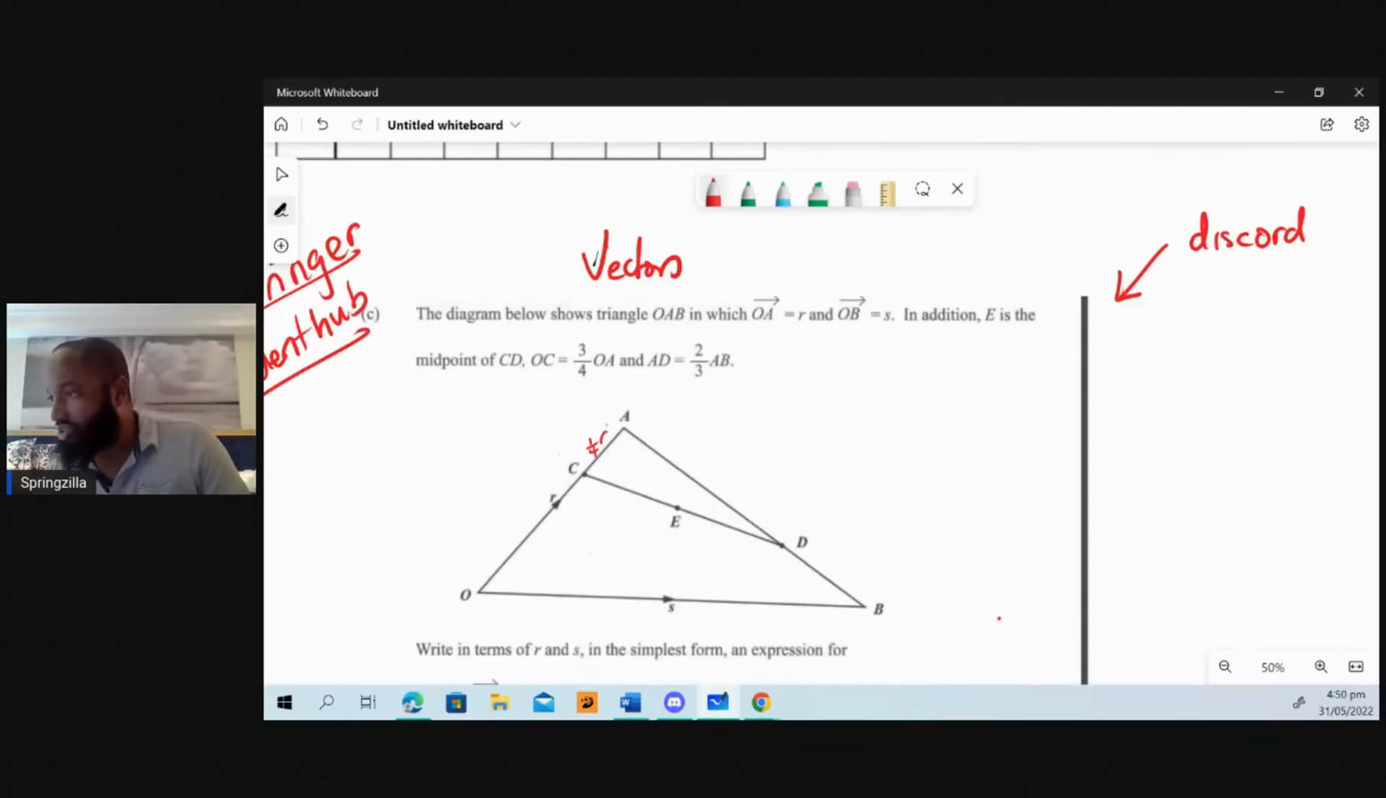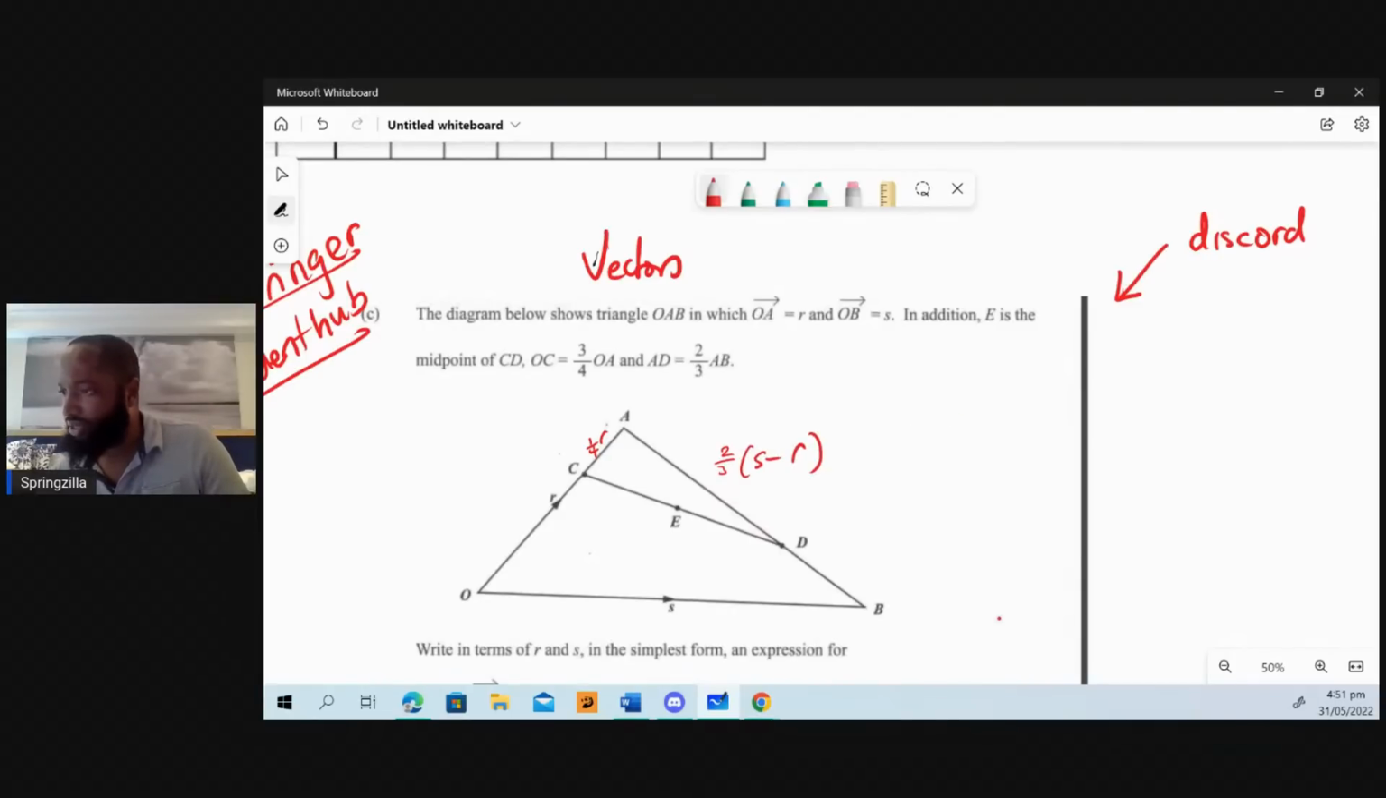AD is 2/3 of AB, and this is 2/3 of that. What are we going to do, boys? Well, AB is really going backwards from R, so AB is really negative R plus going forward to S. So this is S minus R. So this is 2/3 of S minus R.